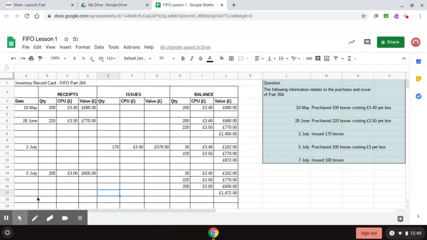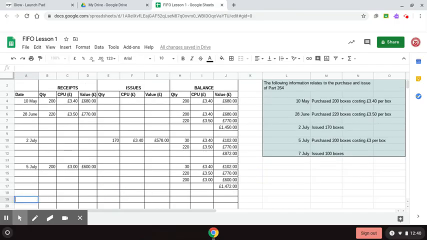Okay. Now the final thing we need to do is we need to issue 100 boxes. Now this is when it can get a wee bit tricky. So I'm going to put in the date. So the date is going to be the 7th of July, and we need to issue 100 boxes. Now if you look at our balance, we've got 30 at £3.40, 220 at £3.50 and 200 at £3. Now because we are using FIFO, we're going to issue 30 of them at £3.40, but I need to issue 100 in total, so I'm going to issue 30 at £3.40, which is 102.